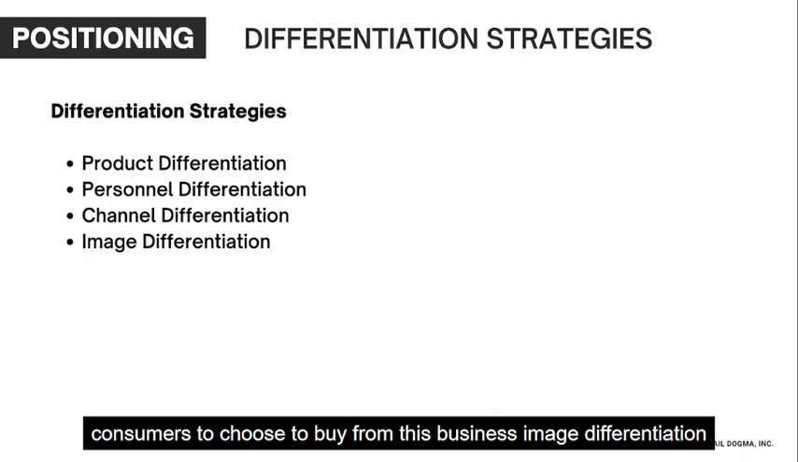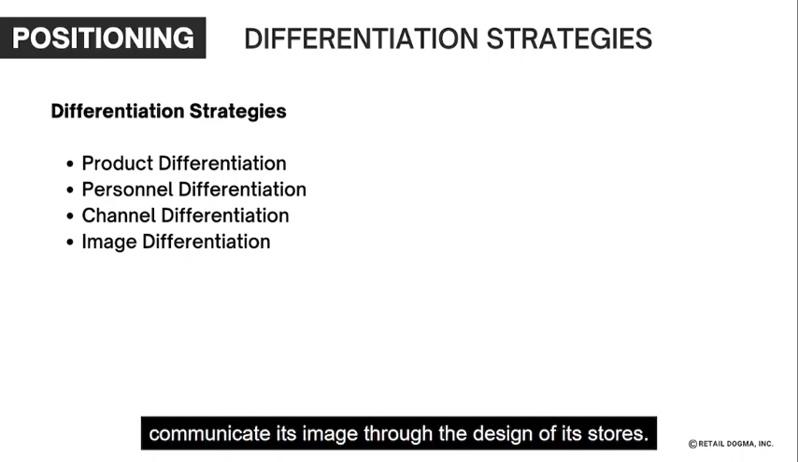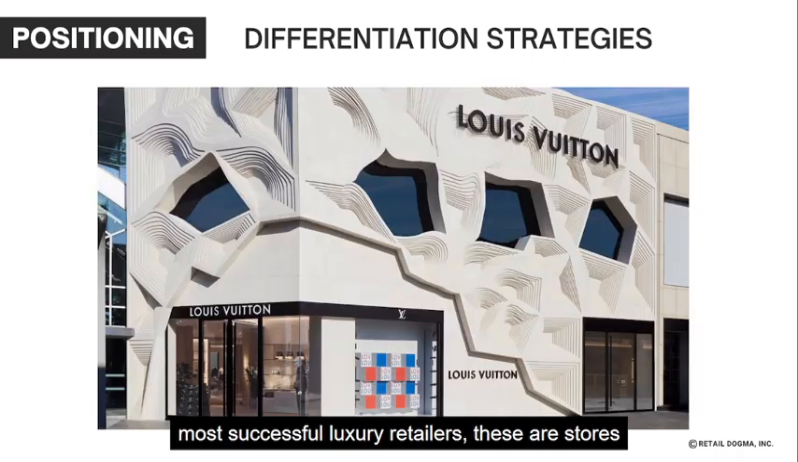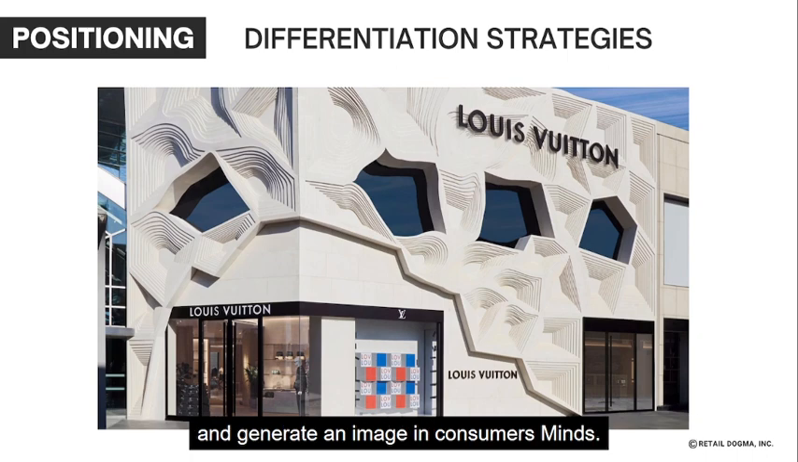Image differentiation. Image is the way consumers perceive the company and its products. A retailer can communicate its image through the design of its stores. For example, when you look at some of the stores of the most successful luxury retailers, these are stores that have been designed and built to make a statement of luxury and generate an image in consumers' minds.